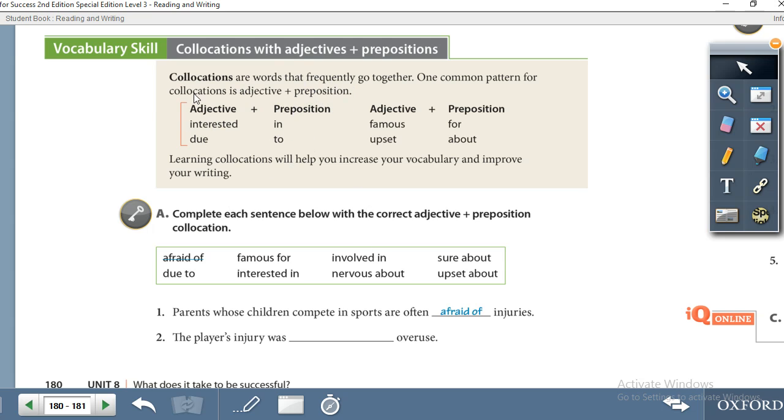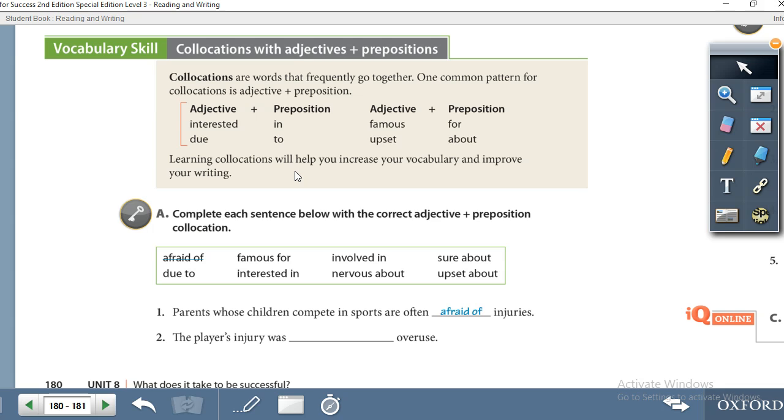Okay, let's look at this. Adjective plus preposition. Interested in. So the adjective is interested. The preposition is the word in. Below that, due to. So adjective is due, preposition is to. The next one, adjective plus preposition. Famous is the adjective, for is the preposition. Below that, upset is the adjective, about is the preposition.